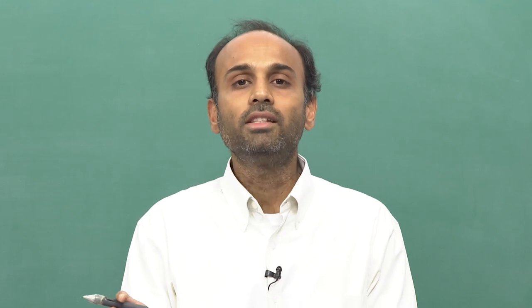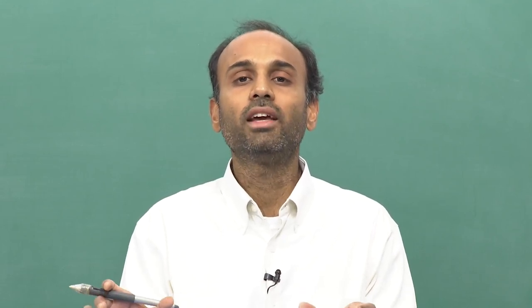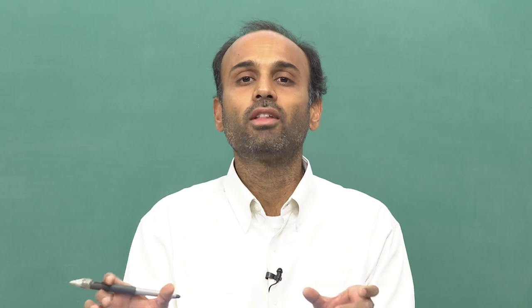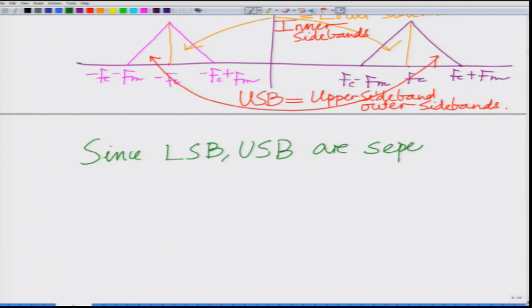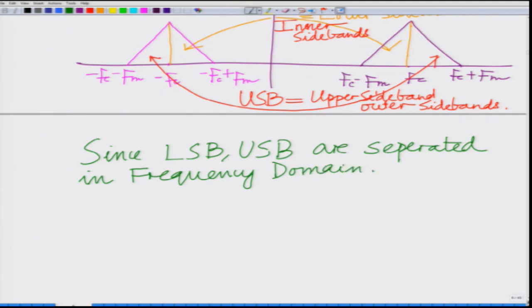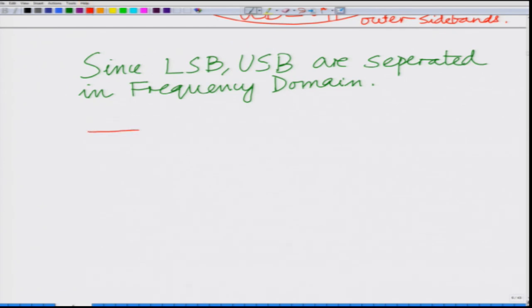And now you can clearly see the inner sidebands are separated from the outer sidebands in the frequency domain. Hence, we can use filtering to extract either the inner sidebands or the outer sidebands, that is the lower sideband or the upper sideband of the spectrum. So since the LSB and USB are separated in the frequency domain, correct?